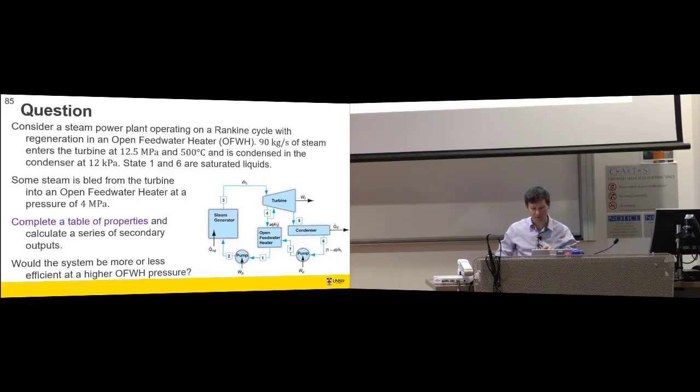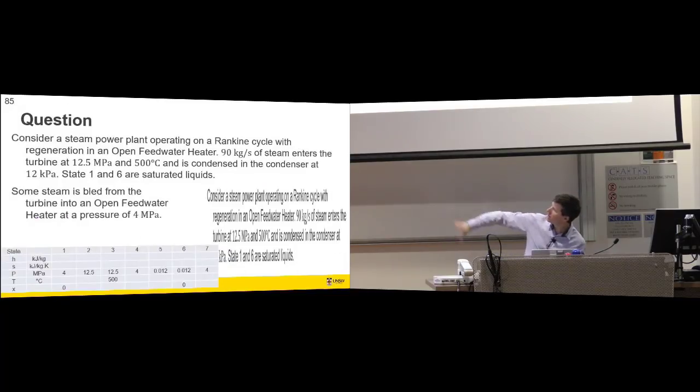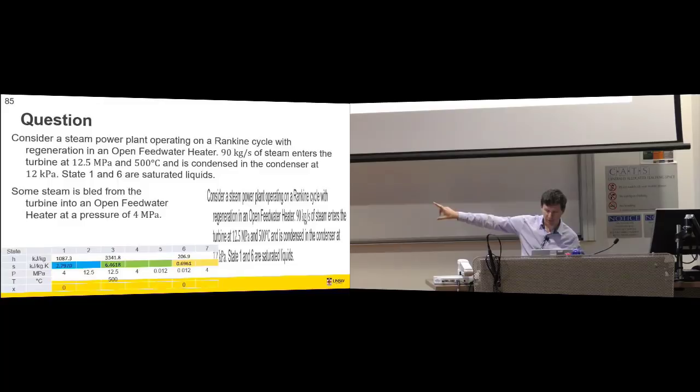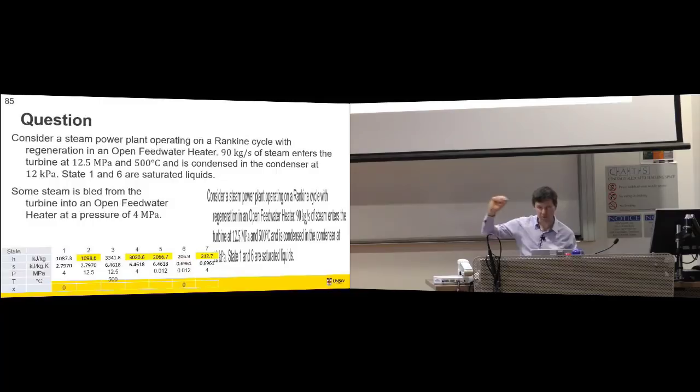So that gives us a state table as filled out in the bottom left. There's three states that have got two independent intrinsic properties, and there they are. So I can fill out the H and S values for those. Then I can exploit the fact that I had a turbine and two pumps, and they're all isentropic, to know that the S's have to be the same, so I can fill those out. And then I can use the two independent intrinsic properties to fill out the rest of the H values to give me all of the enthalpies.